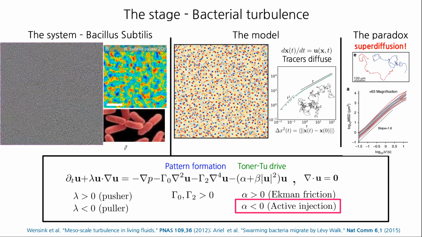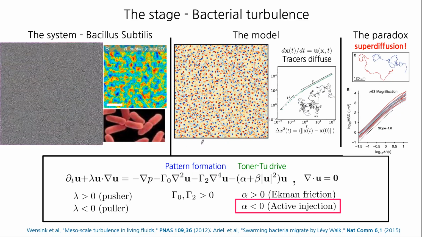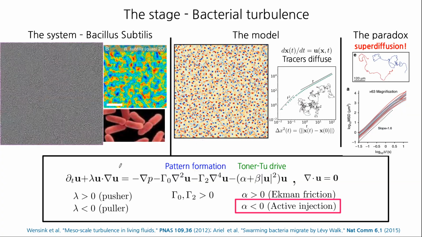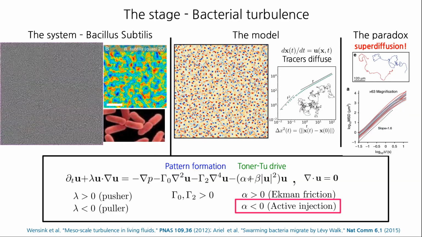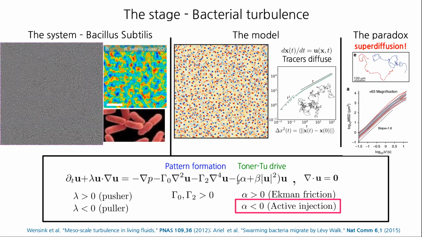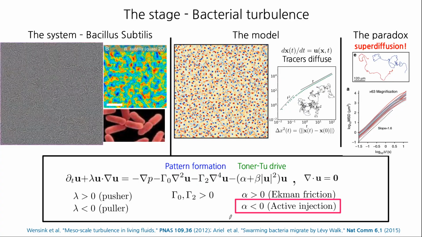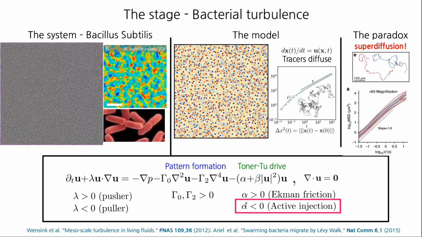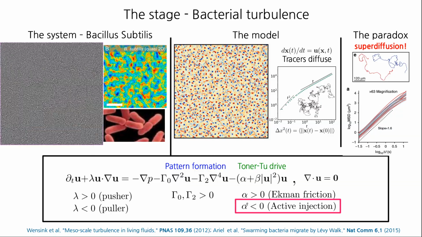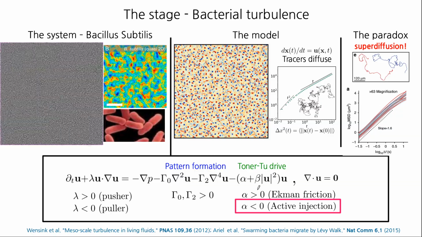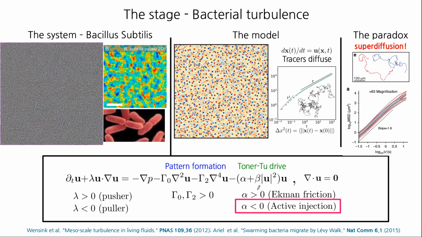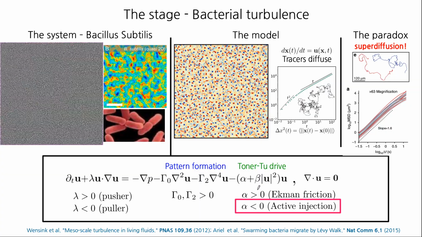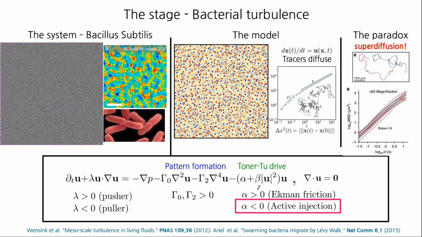What's interesting is that you can describe such a system using a generalized Navier-Stokes equation, which is given here below. I won't focus too much on it. The most important thing to note for this talk is that there's a parameter called alpha, which is the activity of the system. If you make alpha very negative, you start injecting a lot of energy into the flow, and that gives rise to all kinds of flow patterns, which can be turbulent.